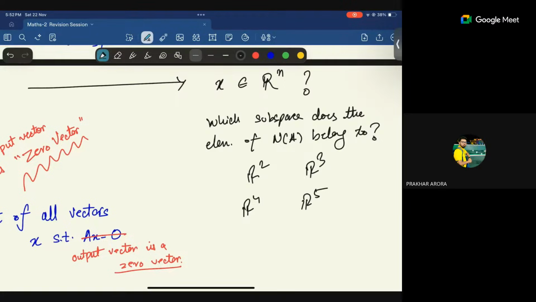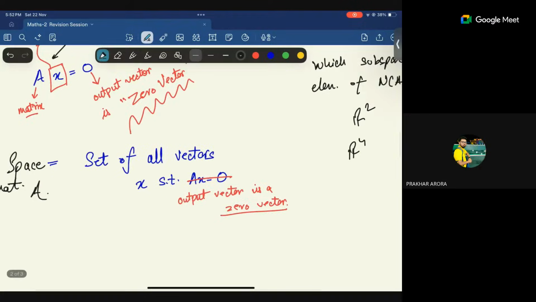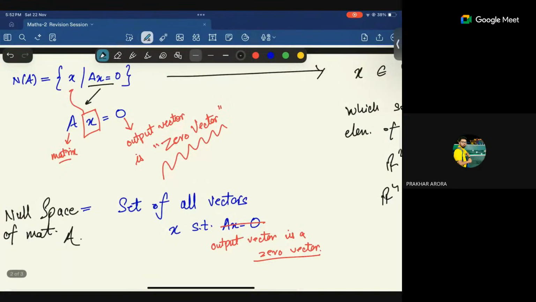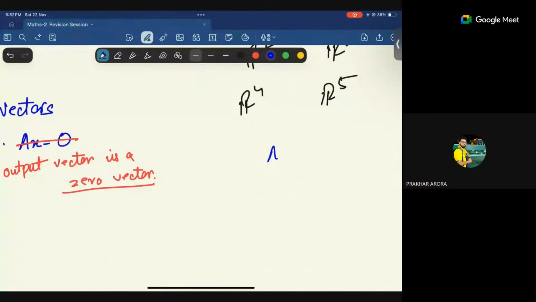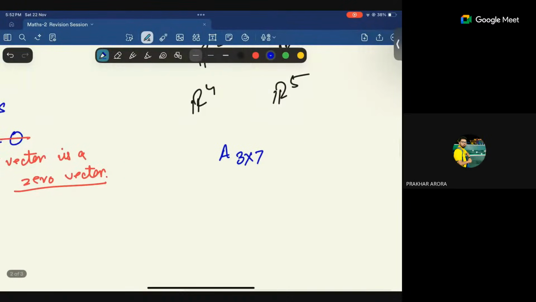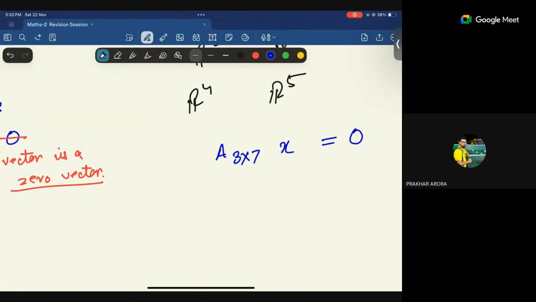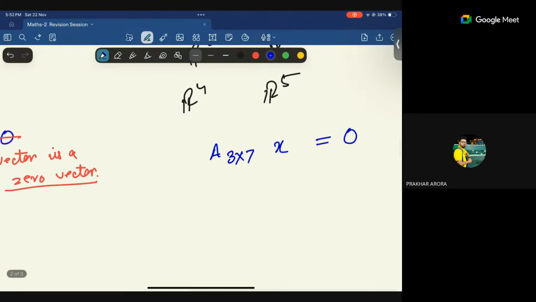So basically they are asking you the size of this X. They are just asking how many coordinates are there in X. It should not be at all difficult for you. If I have a matrix of order 3 cross 7, then what is the size of that X for which AX equals 0? For this multiplication to happen, X should be a 7 cross 1 vector. That means X belongs to R7, and this is the answer.